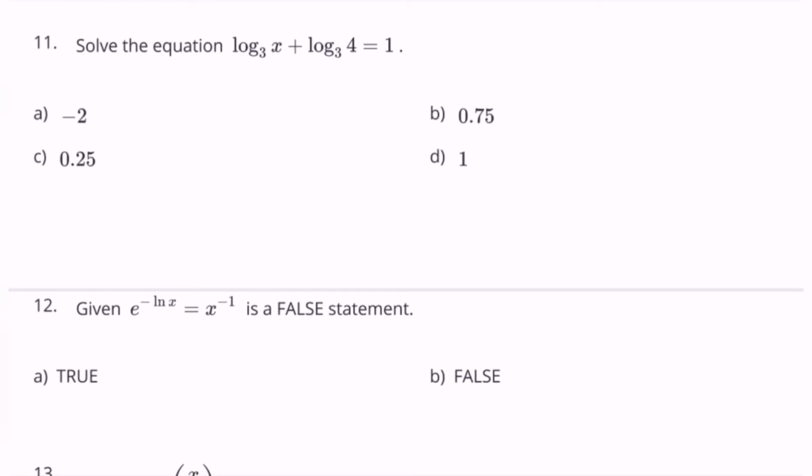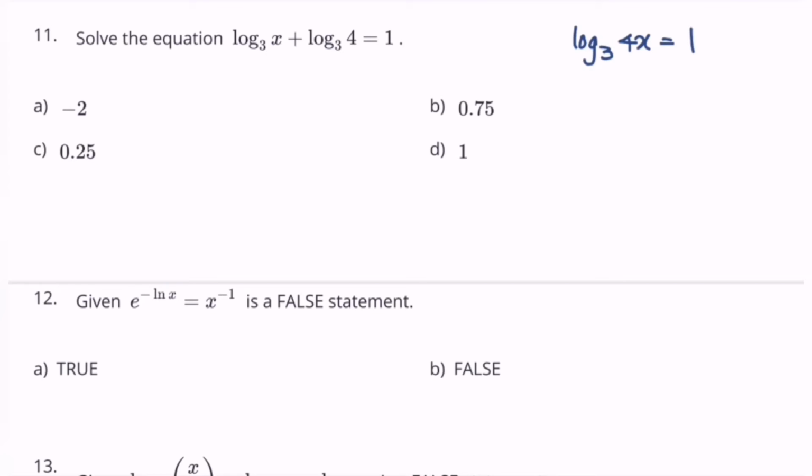Next, kindly refer to question number 11. Here we have the situation log base 3 x plus log base 3 4 equals 1. Notice that for the left hand side, we have the same base. So kindly make use of the logarithmic addition identity, where we will have log base 3 of 4x equals 1. Next, transform the situation from the log form to indices form, where we will have 4x equals 3 to the power of 1. So finally, x will be equal to 3 over 4. As we all know, 3 over 4 equals 0.75. So the answer for question 11 would be B, 0.75.